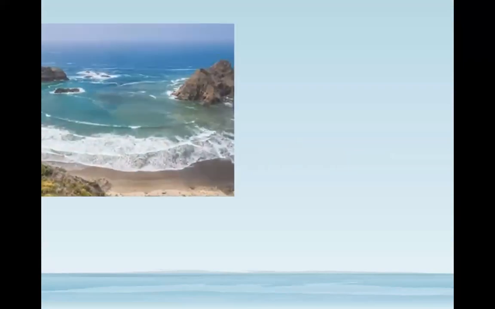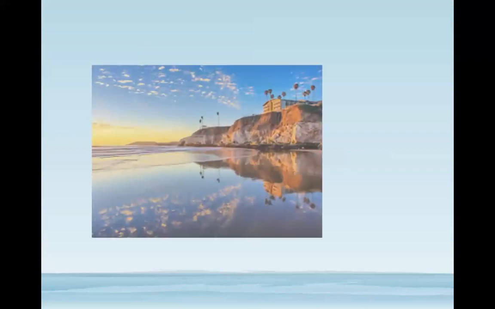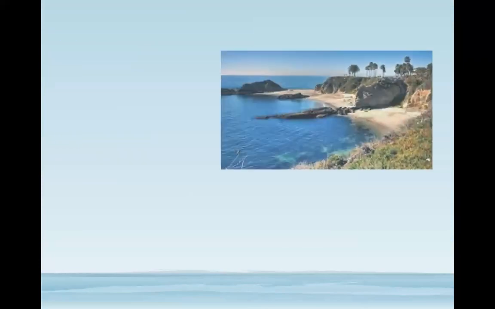So I'm going to overview a little bit. Are you ready? So first, we're going to look at some pictures of different beaches across the world. And you may have seen some of these in California.